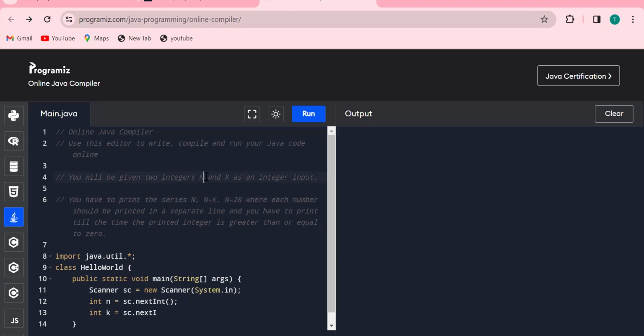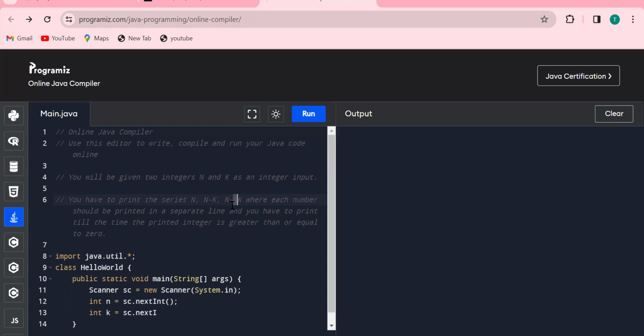For example, take n is 6 and k is 5. So 6 minus 5 is 1. So 1 is the n minus k value. And so on, n minus 2k. 2k means 2 times k. You have to subtract it from n. So for example, k is 3. So 2 times 3 is 6. So 6 minus 6 is 0. So n minus 2k value is 0. So those values we have to print in separate lines.